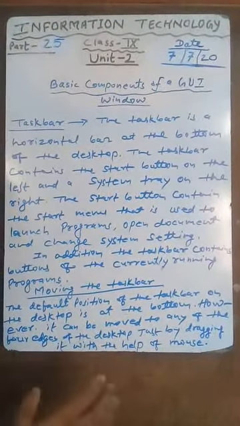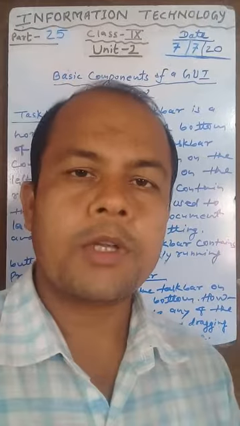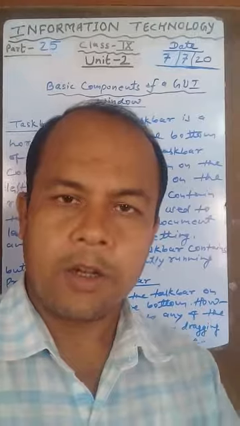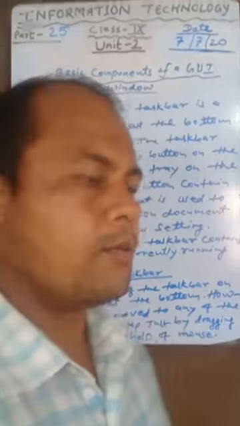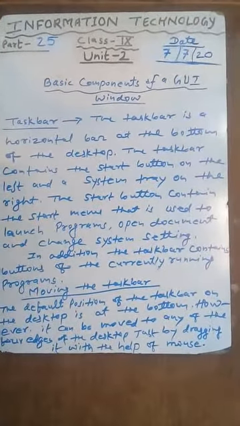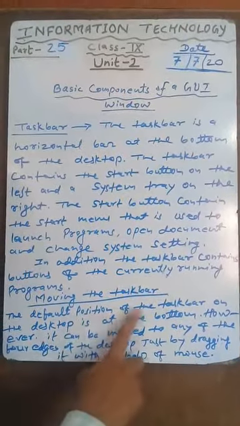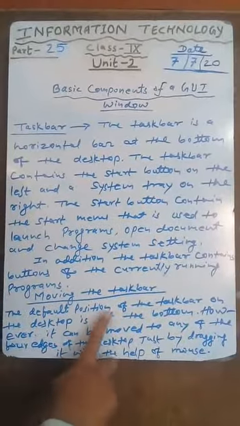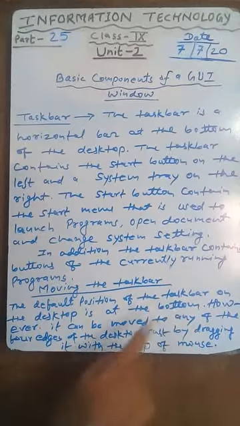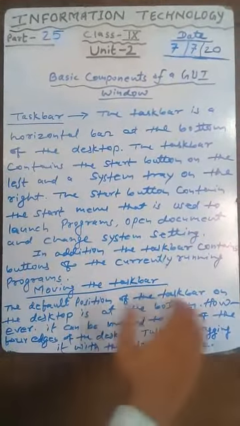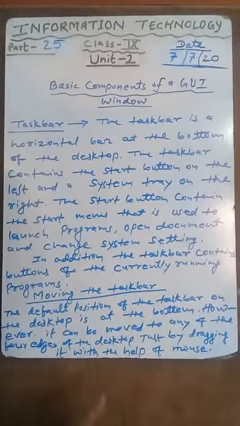We can also move our taskbar to the four edges of the window. The default position of the taskbar on the desktop is at the bottom.